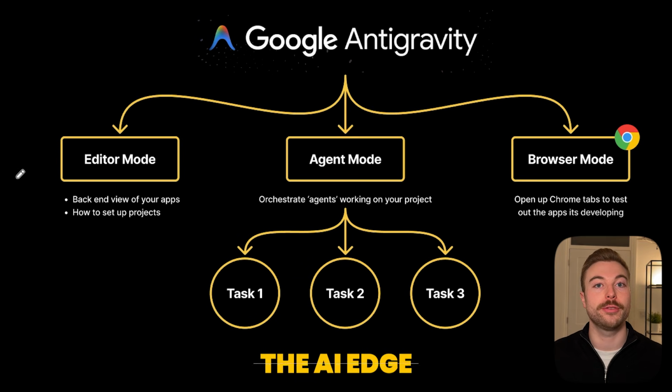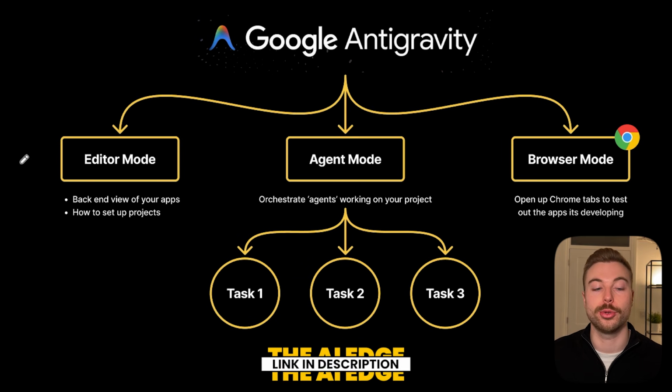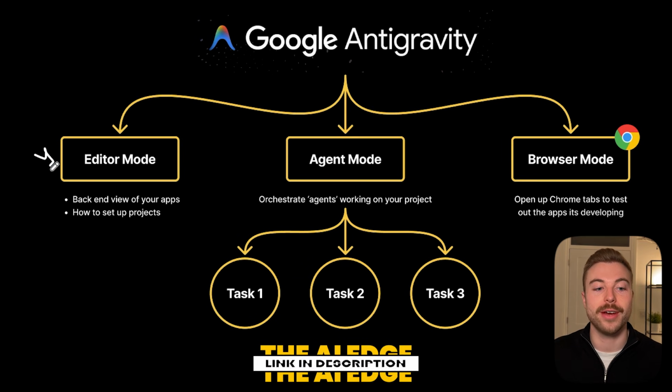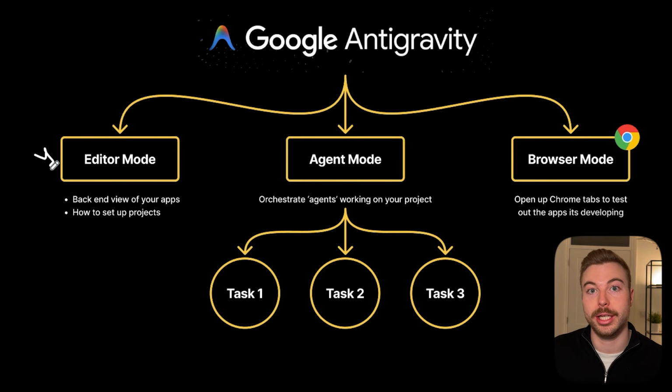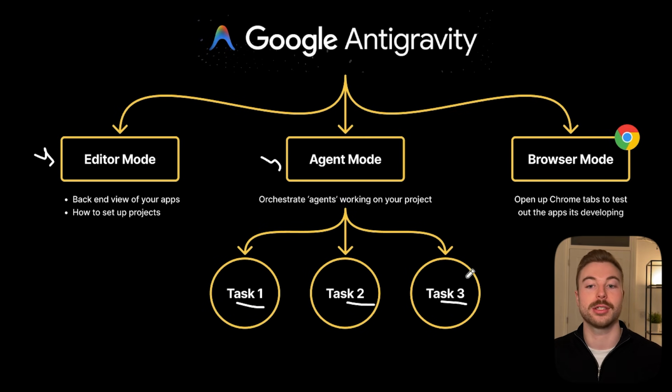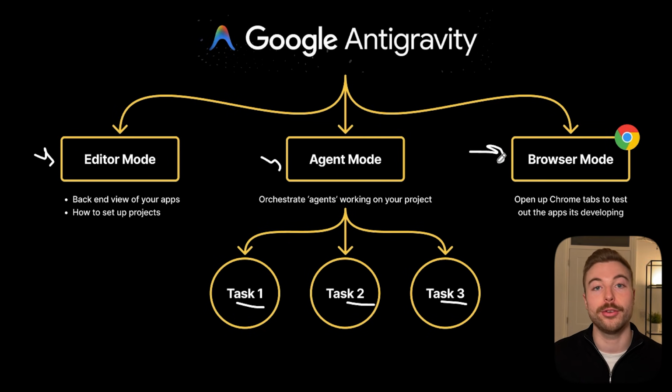So what are the 3 different ways that we can interact with Google's Antigravity? Well, we're going to have the traditional IDE, Integrated Development Environment, Editor mode. We've also got the AI agent mode, which enables us to complete different tasks on autopilot relating to our app. And then last but not least, it's also going to be able to open a Chrome browser to do some testing yourself, play around with the app that you've developed to really see if it's actually meeting your requirements.